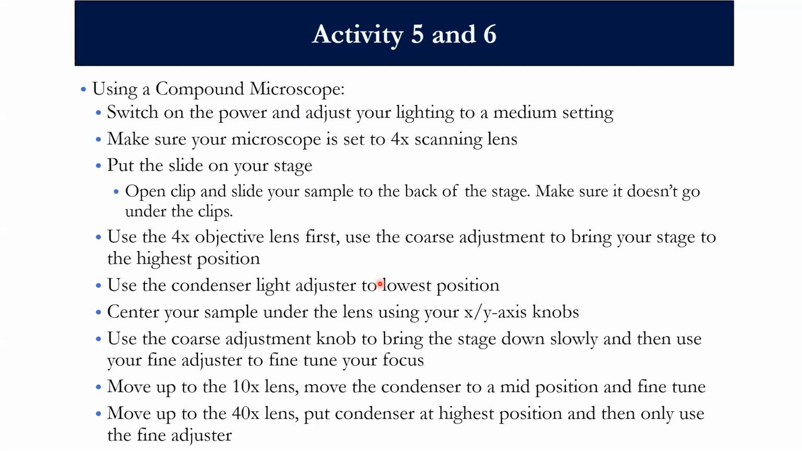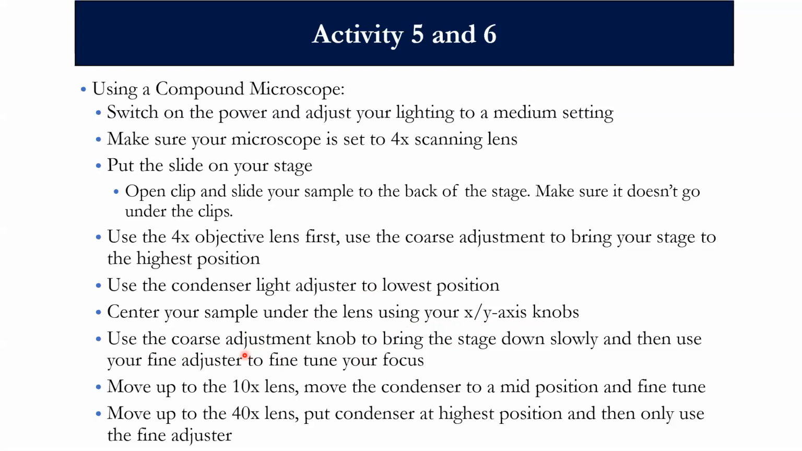So you will use your 4x objective lens. You use the coarse adjustment to bring your stage all the way to the top. You typically want your condenser light to its lower point here. You don't need too much light when you are using a low magnification. You center your sample under the lens using your XY axis knobs. And then you will use the coarse adjustment knob to bring your stage down slowly. When you're looking through the eyepieces and you notice, I see my specimen, then you will just use your fine adjustment knob to fine tune your focus.